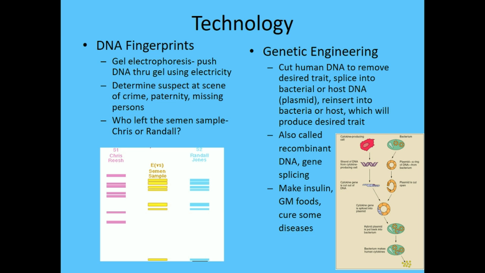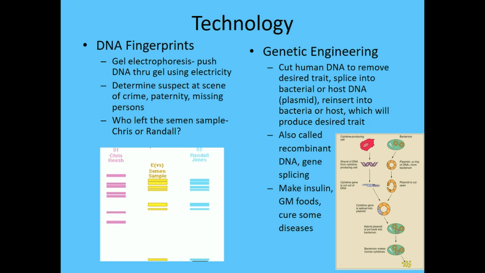And then finally we're going to finish with some of the technology that has come out of using DNA. The first is what we call DNA fingerprinting. This is used to basically compare DNA. You can look at a suspect, you can look at paternity, you can try to find missing people, and it's always a comparison, whether they match or not.